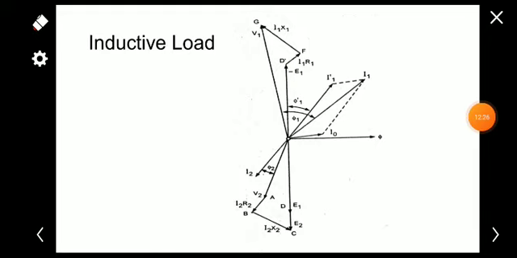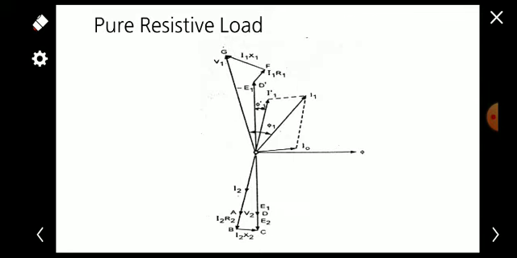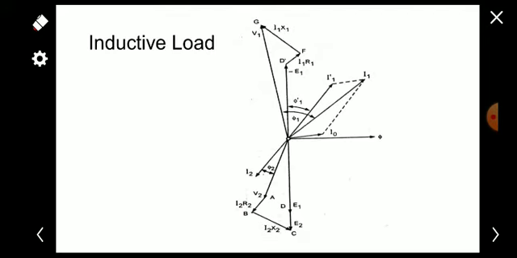So this is the case of an inductive load. All others are the same; the only difference is that the secondary current I2 will lag behind the voltage V2. In the previous case V2 and I2 are in phase because it is a resistive load, but in the case of an inductive load, I2 will lag behind V2. So after drawing V2, we can draw I2 lagging by a small angle phi 2.